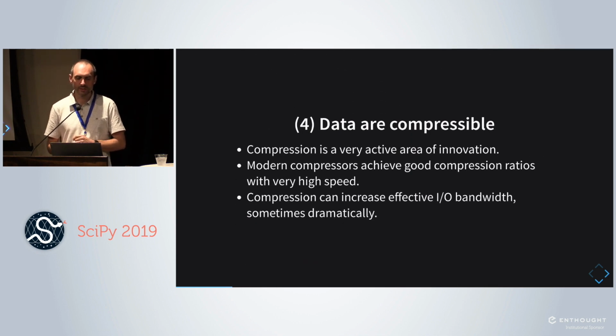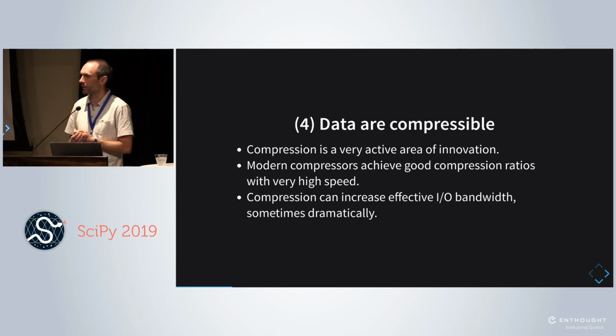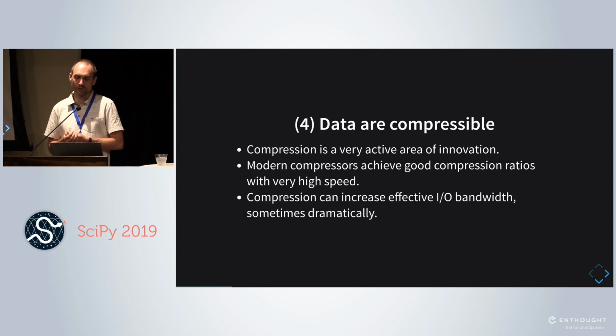A fourth feature is that the data are compressible. This is something that I've really been exposed to through this work, but compression is an extremely active area of innovation. There's a lot of new work happening in compression. And modern compressors are ridiculously fast with very good compression ratios. So we can really leverage this to trade some of our I/O for compute. And in our case, our data are compressible sometimes by up to 50 times, so it can make a really dramatic impact.